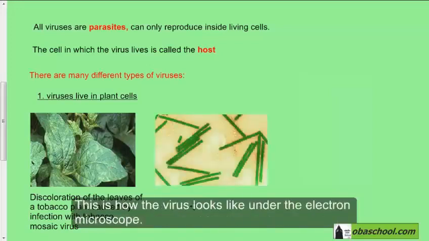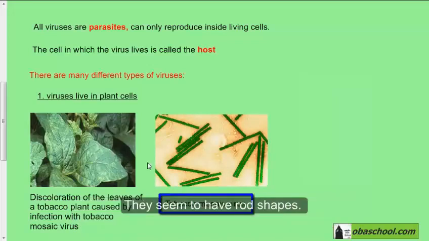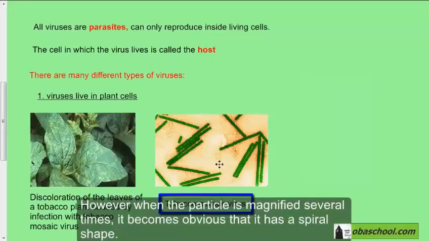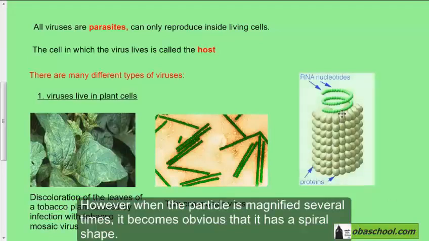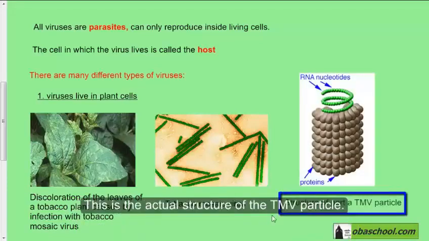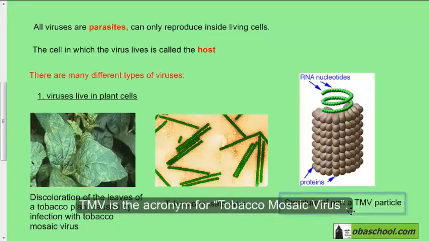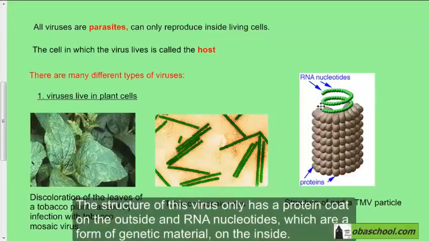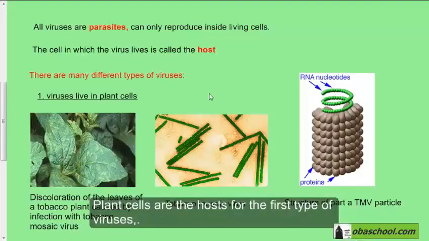This is how the virus looks like under the electron microscope. They are rod-shaped. However, when the particle is magnified several times, it becomes obvious that it has a spiral shape. This is the actual structure of the tobacco mosaic virus. The structure of this virus has a protein coat on the outside and RNA nucleotides, which are a form of genetic material, on the inside. Plant cells are the hosts for this first type of virus.